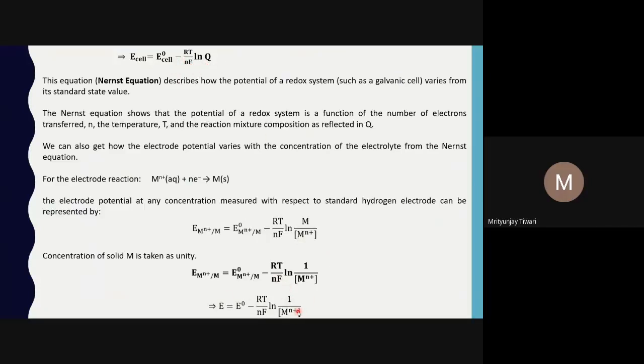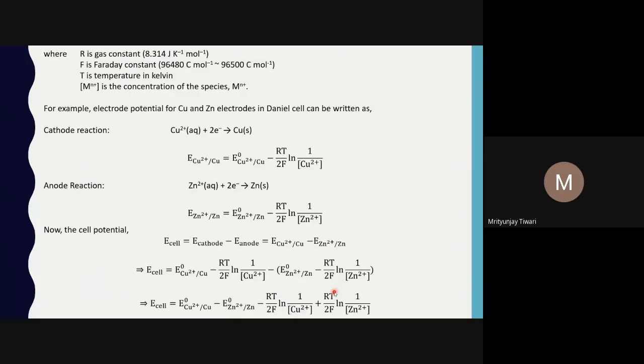However, in the case of a half cell, the ln Q is what? It is nothing but 1 divided by Mn plus, and the Q that we know for this reaction is the concentration of product divided by the concentration of reactant at the given time. That is what we have taken: M, you can take the concentration of M divided by the concentration of Mn plus, and the concentration of M is 1. So we get this equation for the non-standard condition for the electrode potential as well. So E is equal to E naught minus RT by NF ln 1 by Mn plus.